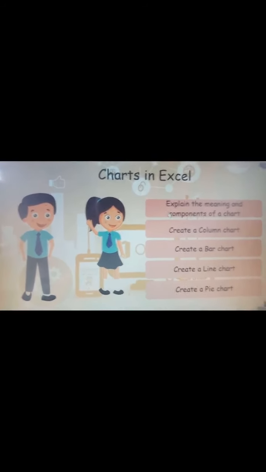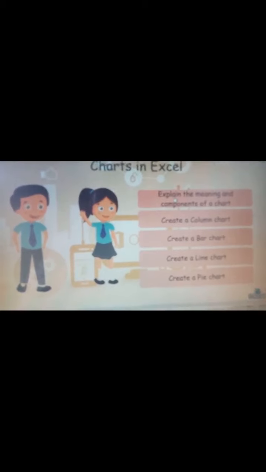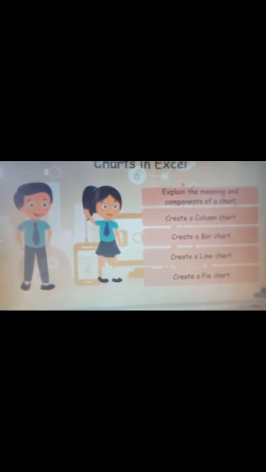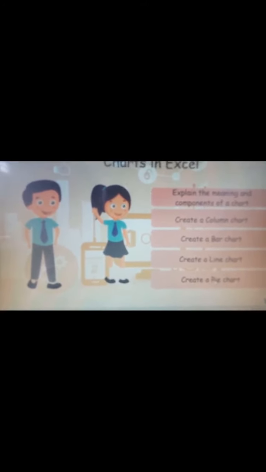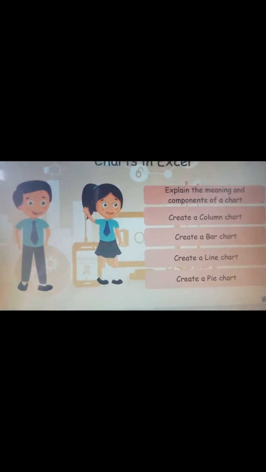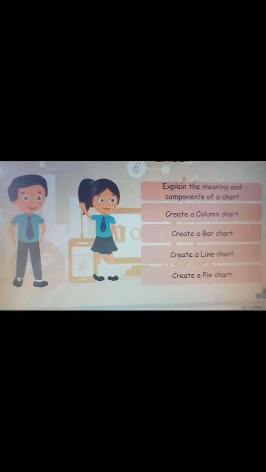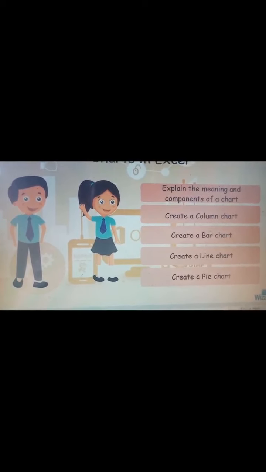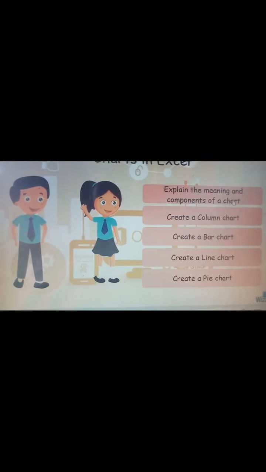So in this chapter, charts in Excel, we will see the meaning and components of a chart, that is what is a chart, what is the definition of chart, and there are different components of a chart that we will discuss in this chapter. Then how to create a column chart, a bar chart, a line chart, a pie chart. There are different types of chart, and according to your requirement, how will you create them, that we will see over here. Okay, so these are the parts of this chapter.